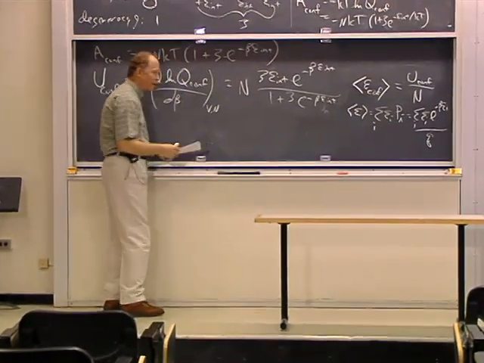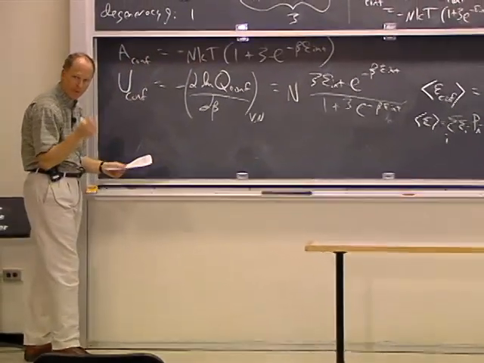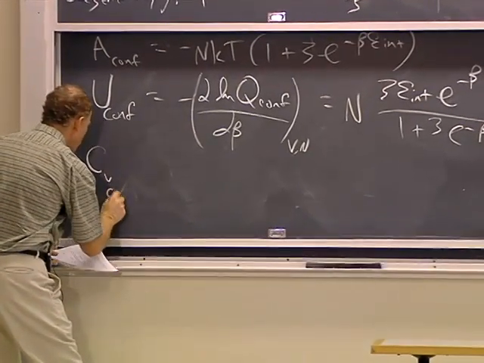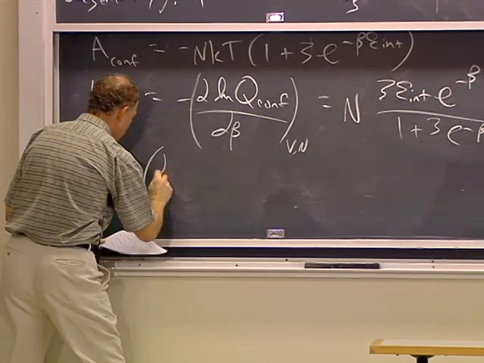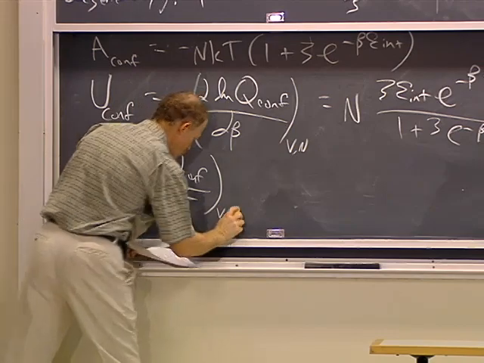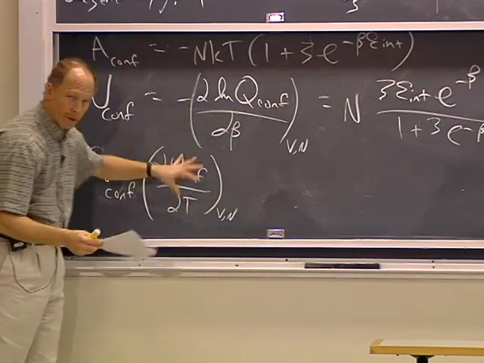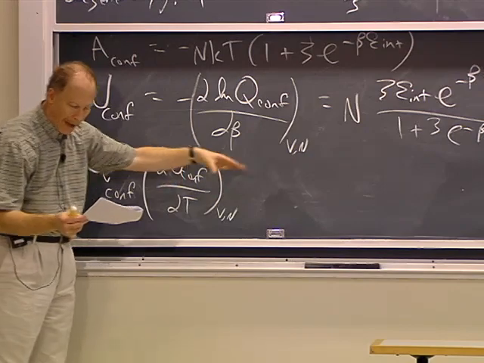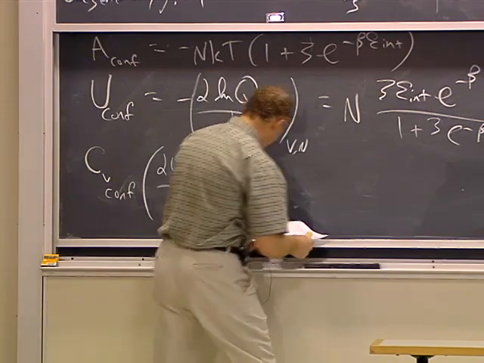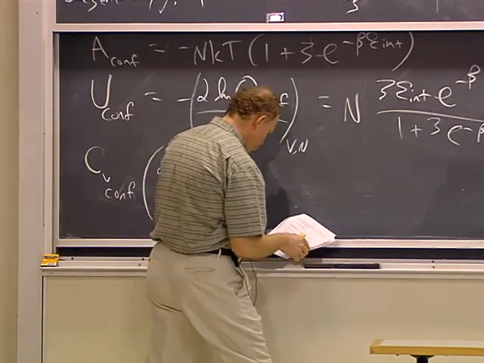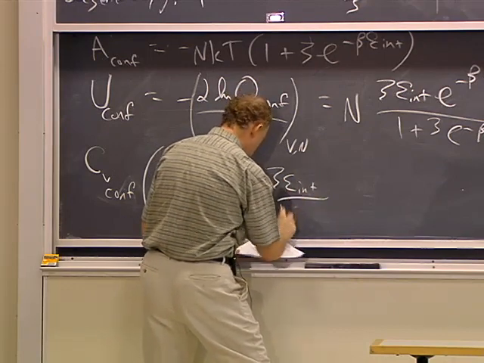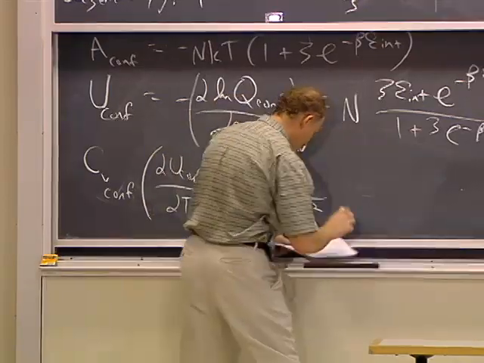But I want to talk a little bit about the heat capacity. The expression for it isn't so simple. So let me just write C_V configurational. It's dU configurational dT at constant V and N. And again, the details are worked out in the notes, so I won't write out the whole derivation of it. And even writing out the result, I'm almost reluctant to do it. But I'll put it up, 3 epsilon_int over kT squared, because there are some things I want to point out about it.